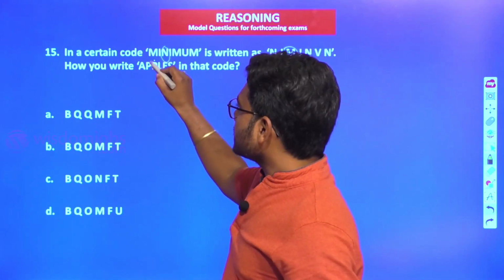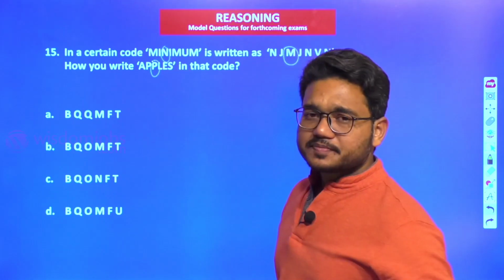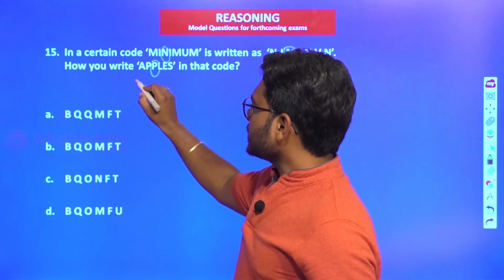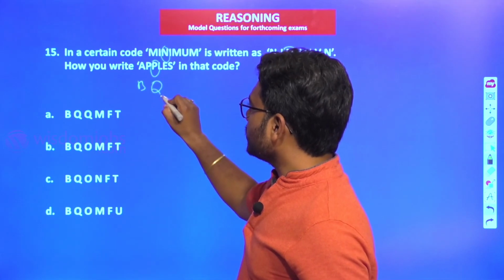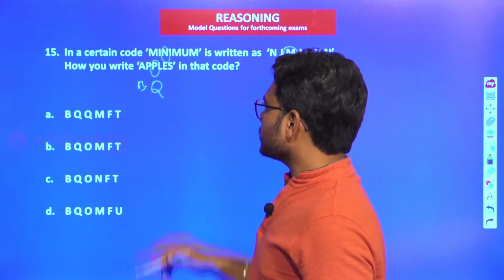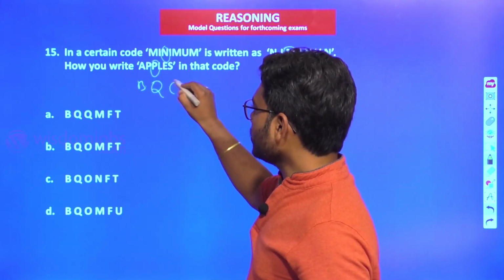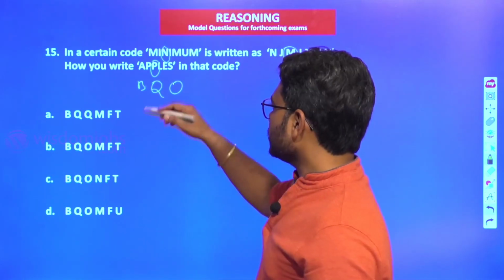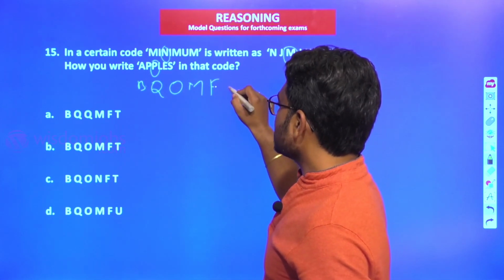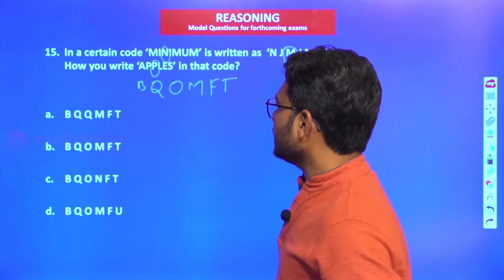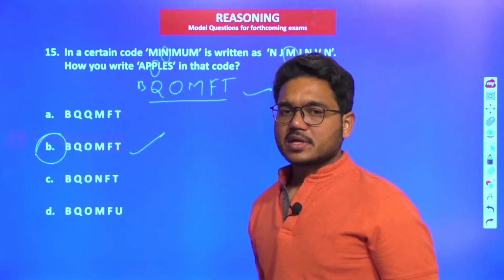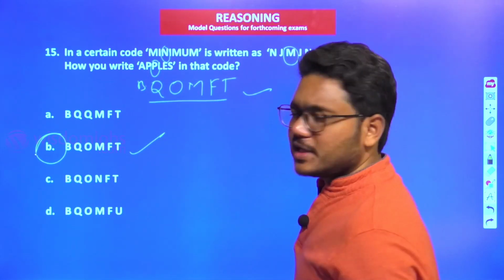So try to identify this third letter, P. All other letters: after A you get B, after P you get Q, and for the third letter we need to write the letter before. So what you get here? O, P, Q, R, S. So O, then after L, M, E, F, S, T. So identify this option. Which is the option? The second option is our answer. It is as simple as that. Let us move ahead with another one.